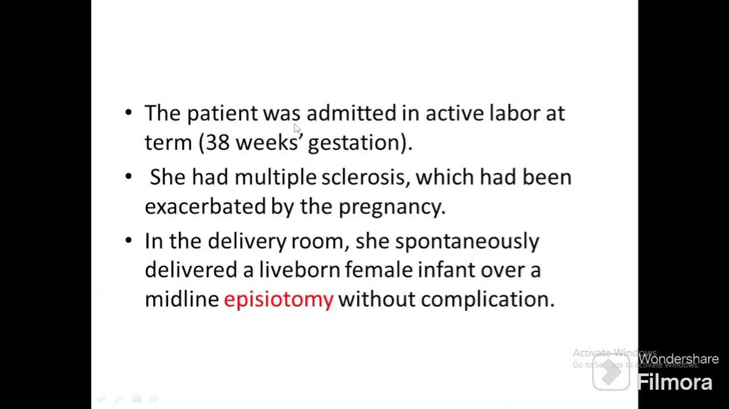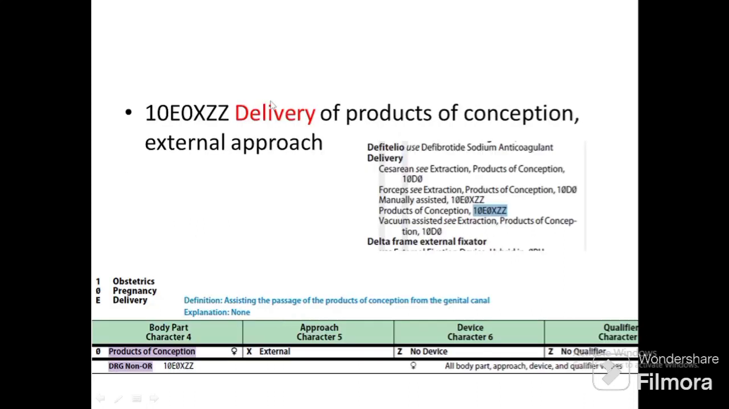Next, patient was admitted in active labor at term, 38 weeks gestation, and she had multiple sclerosis which had been exacerbated by pregnancy. So in the delivery room, she spontaneously delivered a live born female infant over a midline episiotomy without complication. So delivery as well as a procedure is being done on the mother, that is midline episiotomy. So first we should code for delivery.